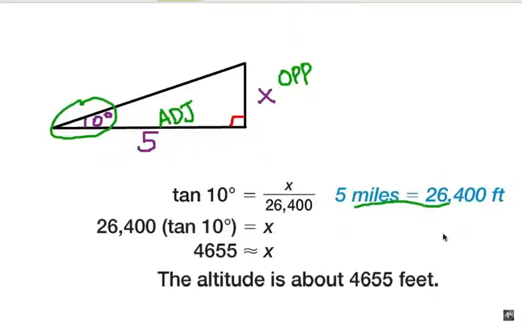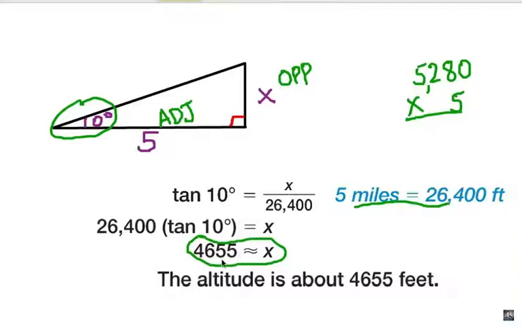Our answer is going to be in feet, so we do 5 times 5,280, which is how many feet are in a mile. That is 26,400 feet, and that goes into our ratio. Now we cross multiply, so the tangent of 10 degrees times 26,400. Put tangent of 10 degrees in the calculator and multiply. That is our answer, 4,655 feet. So not quite a mile.